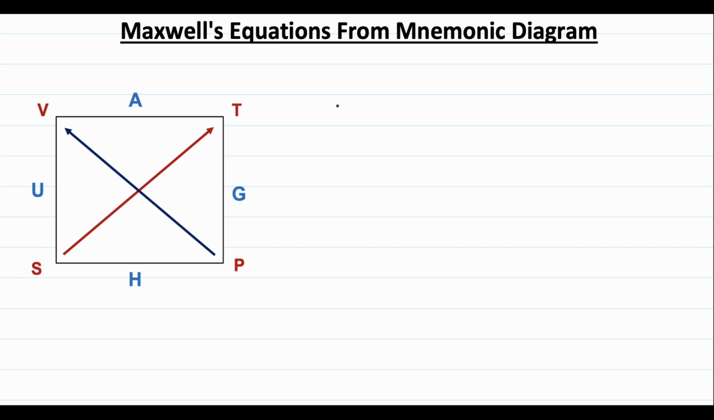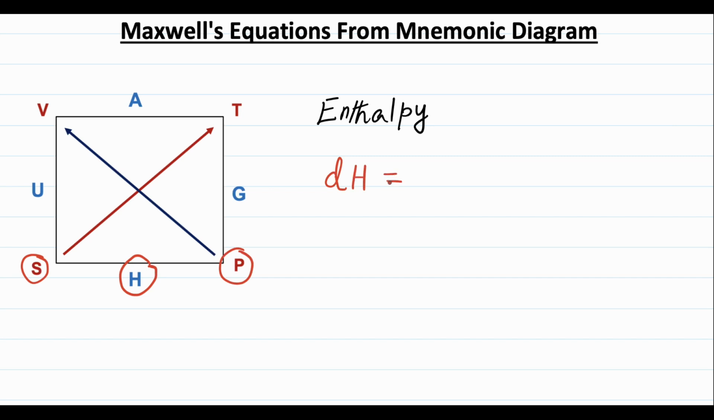Let's write down the total differential for enthalpy using the mnemonic diagram. We can see from the diagram that enthalpy is flanked with entropy and pressure. So we'll start writing the equation. That is dH is equal to dS and dP. Now it is time to identify the coefficients that are diagonally opposite.